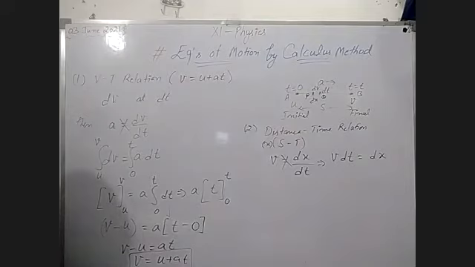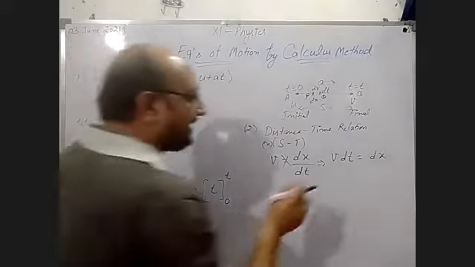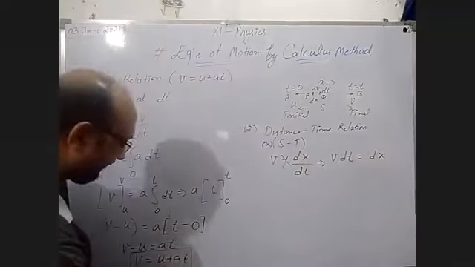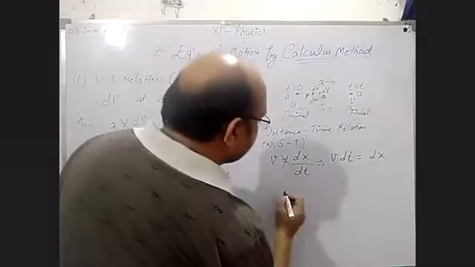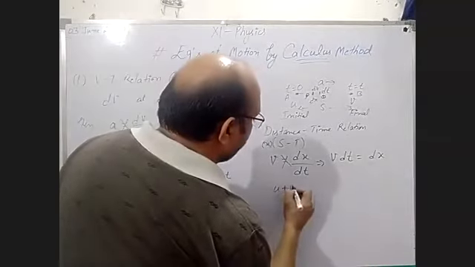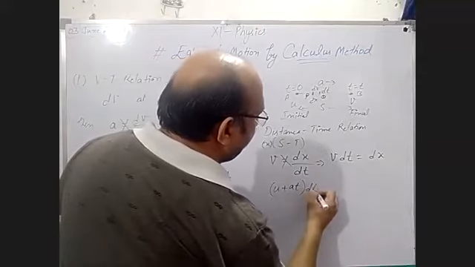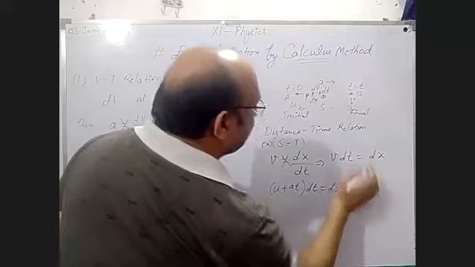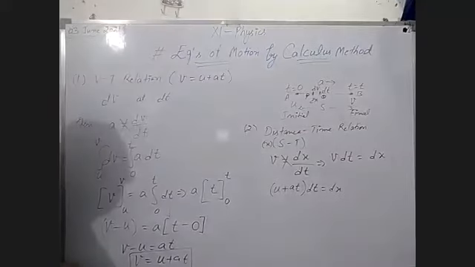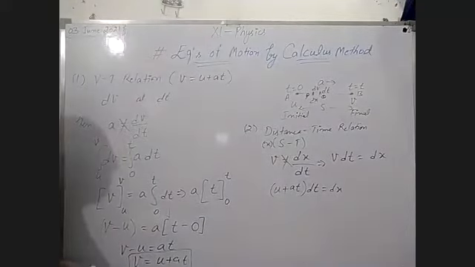How can you do this? By taking the value of v from the first equation, u plus at. Instead of v, we can write (u plus at) dt is equal to dx. This equation can be written using equation first.